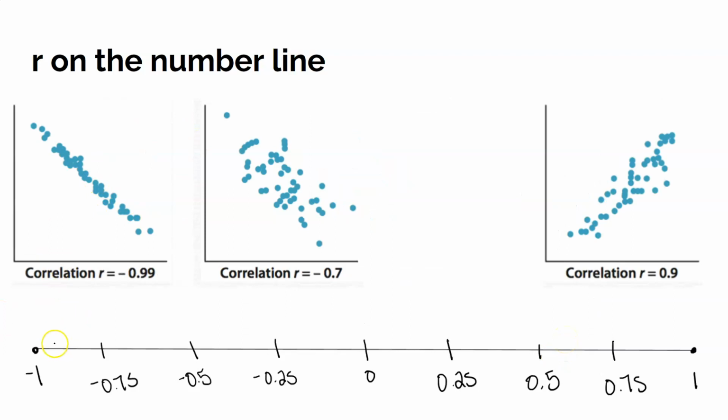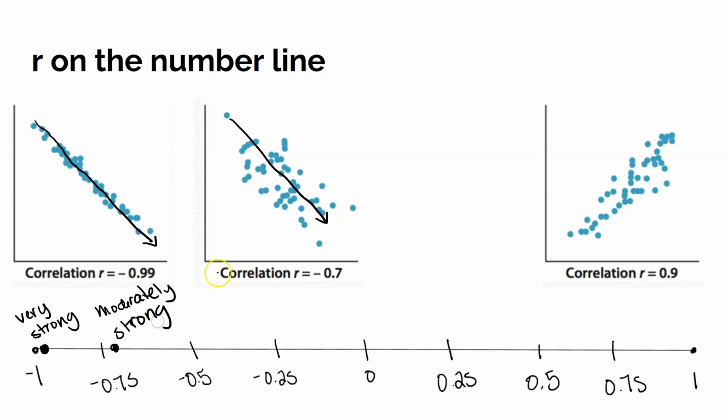If I have a correlation of -0.99, that's right here. That's very strong. It's not perfect, but those dots almost form a perfect straight line. -0.7, it's about right in here, that's moderately strong. Not very strong, it's not a perfect straight line, but it's moderately strong. A correlation of 0.9 right here would be considered strong. Again, it's not a perfect straight line, but we can definitely see that there's a relationship between those two variables.